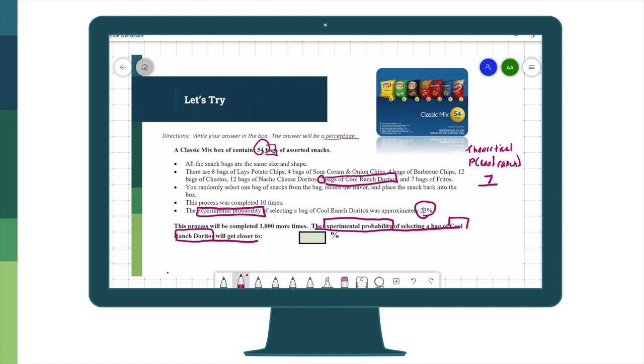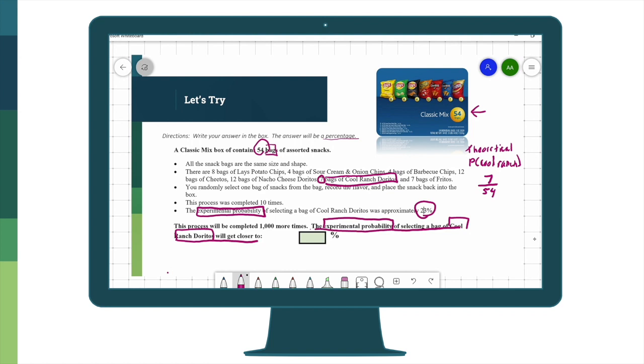Well, it tells us here in our word problem, there are 54 bags of assorted snacks. Certainly I could look at the image on the box right here, but I also want to make sure that I look at the word problem first because sometimes these figures could be different. So you want to make sure that you have the accurate figure from the word problem. So 7 out of 54 is our ratio of Cool Ranch Doritos to total possible outcomes in the bag.